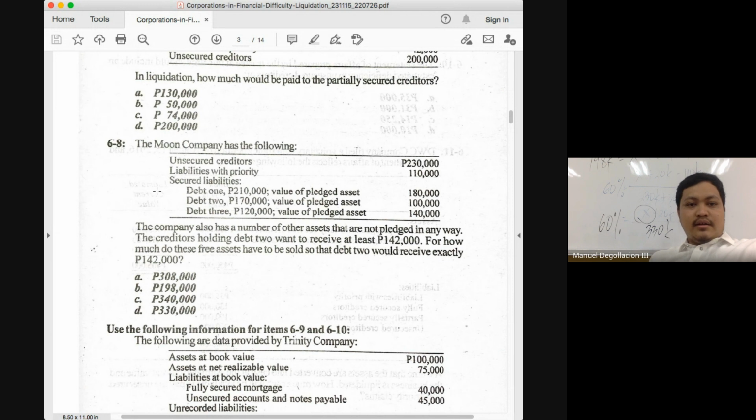Next, debt 2 again, as stated in the problem, will get 142. How much will debt 3 receive? 120. Then on your unsecured creditors class, how much will they receive? Simply multiply 230 with 60%, and that will give you 138,000. How much will be paid to liabilities with priority class? 110,000. So just imagine one problem, four questions class, and two are dead giveaways class.